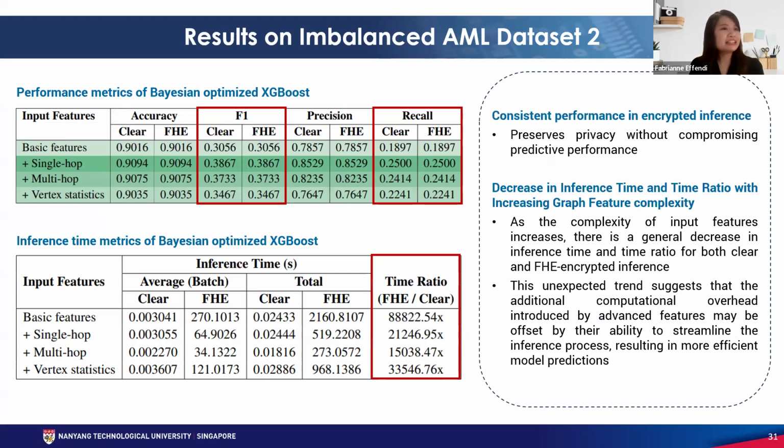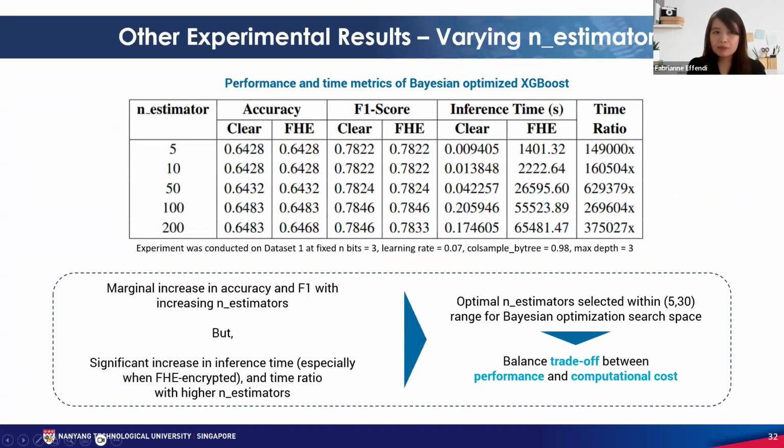Encrypted inference then maintained consistency in performance, preserving privacy without compromising predictive accuracy. And interestingly, as feature complexity increased, there was a decrease in the inference time and the time ratio. This unexpected trend suggests that additional computational overhead introduced by advanced features may be offset by their ability to streamline the inference process, and this results in more efficient model predictions.